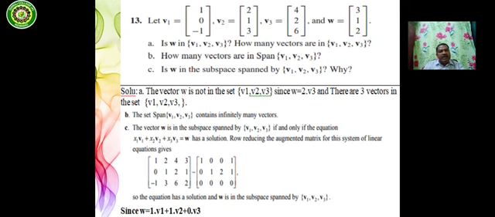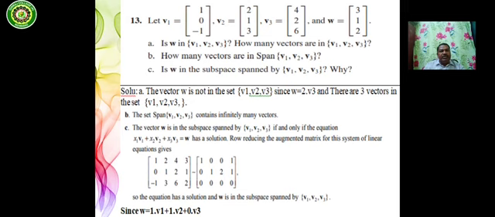So the set span of v1, v2, v3 contains infinitely many vectors. Here v3 equals 2 times v2, and that way we define so many vectors in the set span of v1, v2, v3.